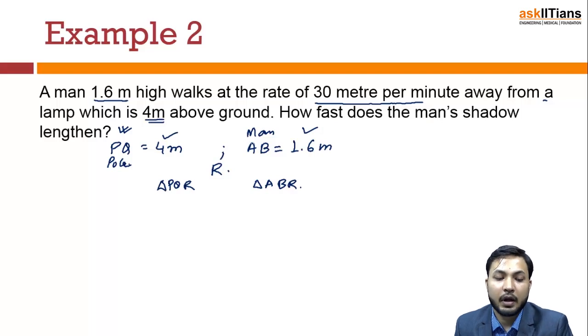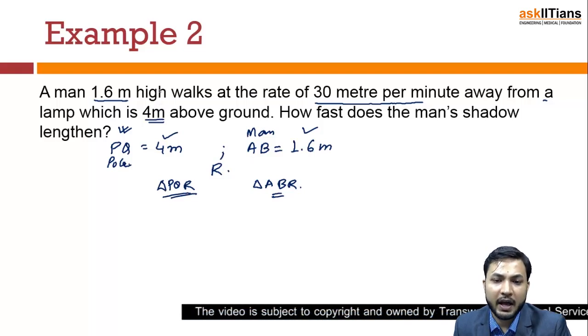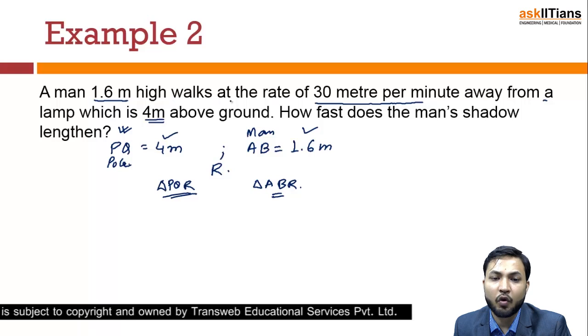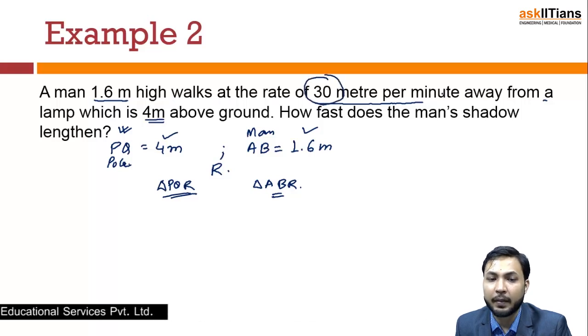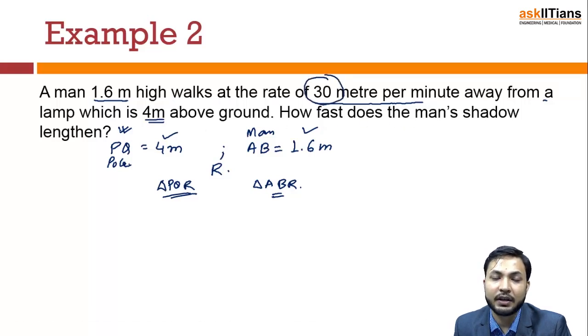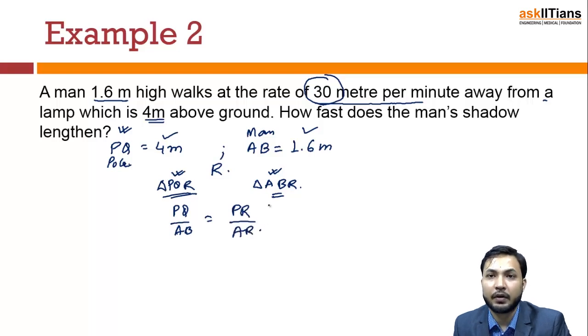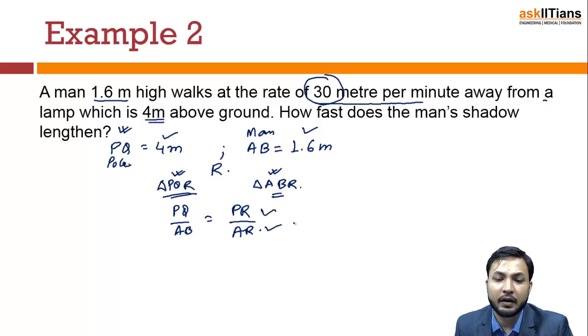Now these two triangles are similar, right? Because if I have a man who is walking at a certain rate and the shadow is lengthening, then these two triangles will be similar. So if these two are similar, then PQ by AB will be equal to PR by AR. But how do I take out my PR and AR?